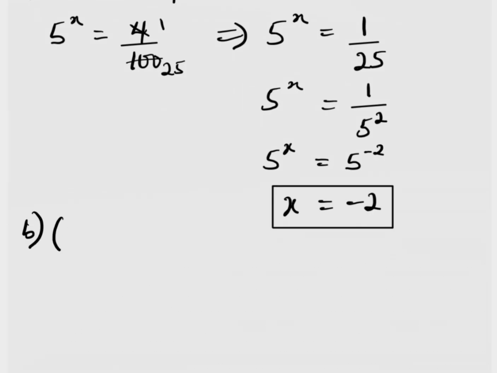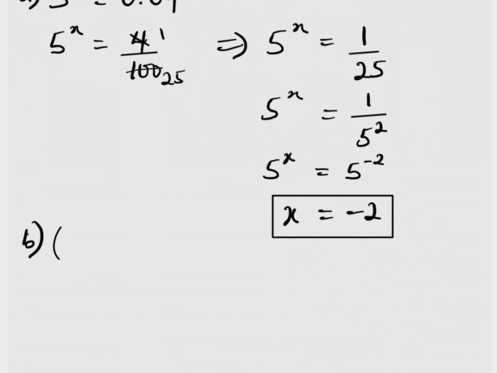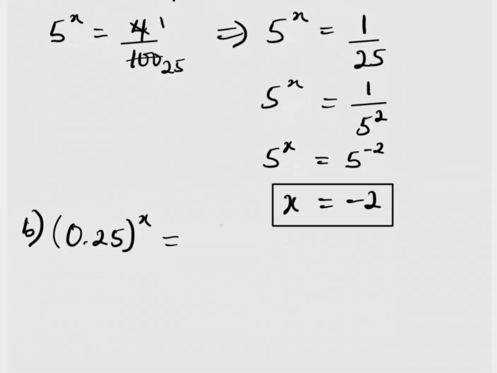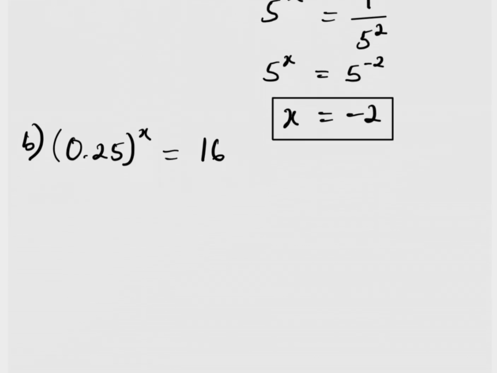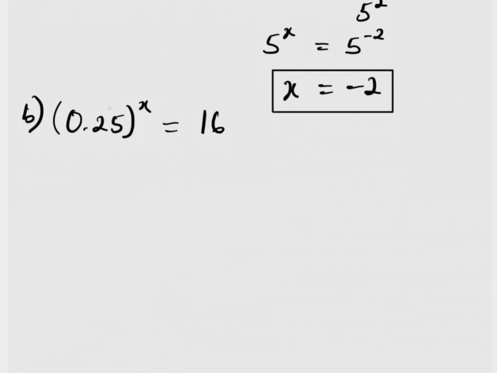B, we have 0.25 to the power of x equal to 16. Again, when we find a decimal, we immediately try to express it as a fraction. So 0.25 is the same as 25 over 100. We still have the x there, equal to 16. Now 25 is a factor of 100.